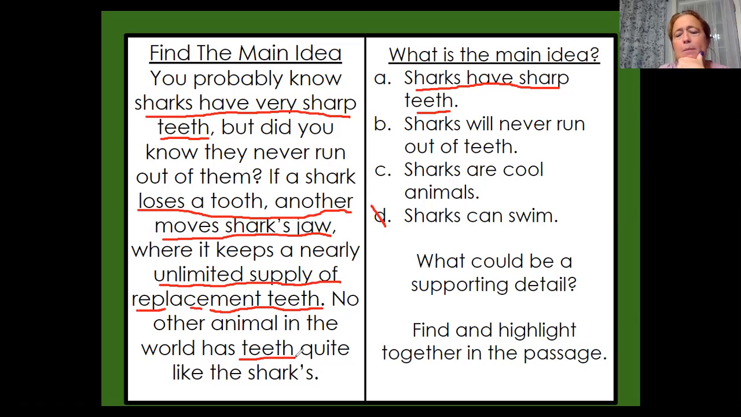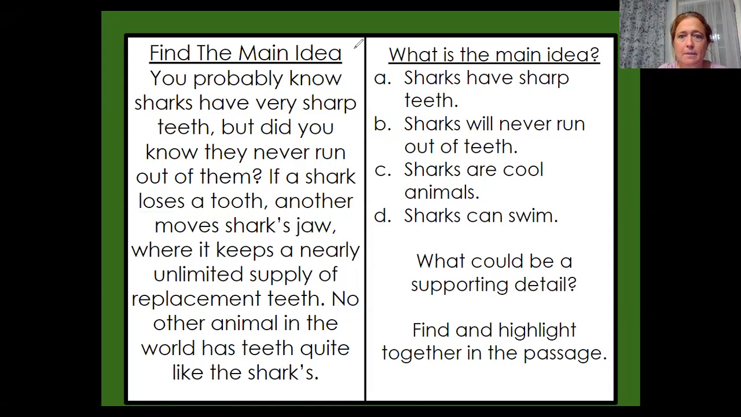So many times in our passage, the word teeth comes across. Jaw, which is the area that your teeth are in, okay? So I think that letter B, sharks will never run out of teeth, is our main idea because our supporting details for that main idea are they have sharp teeth, they have plenty of teeth in their mouth, they will never run out of teeth, and we see the word teeth throughout the passage.